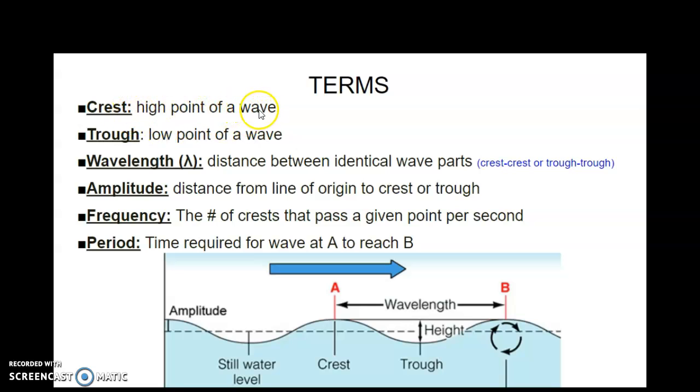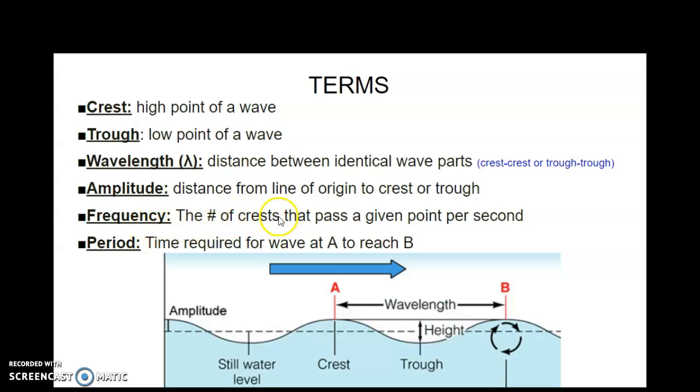Crest is a high point of a wave. Trough is a low point of a wave. Wavelength, distance between identical wave parts. So crest to crest or trough to trough, and so on and so forth. So if you would like to write these down, now is a good time to pause me and to do that. Oh, one last, or two more terms.